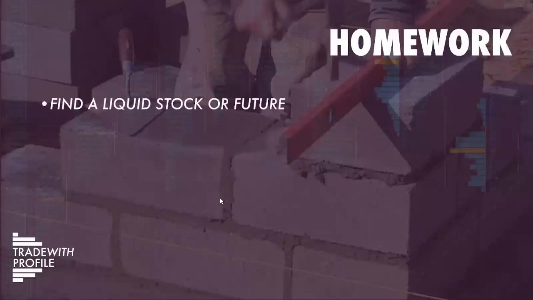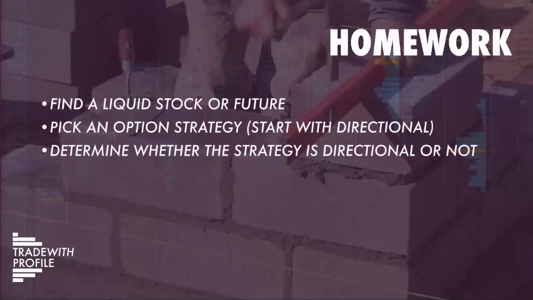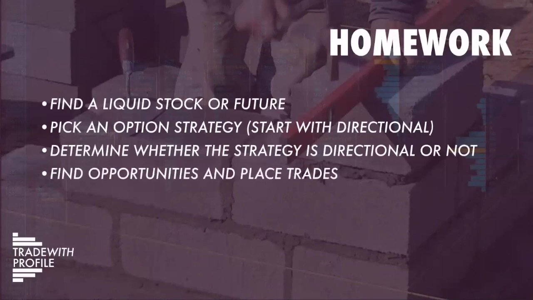Okay, homework. Homework is to find a liquid stock or future. So liquid would be 1 million shares a day traded. A liquid future would be over 100,000 contracts traded. And you're going to find an option strategy. Start with a directional one, and determine whether that strategy is directional or not. Now, you're going to pick a strategy. If you're more advanced, you can do something less directional, but start with a directional and find opportunities and place trades.